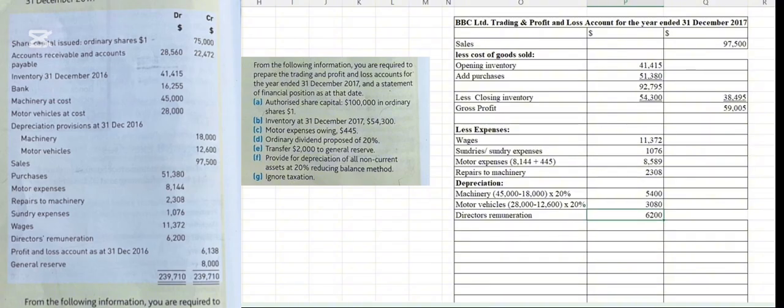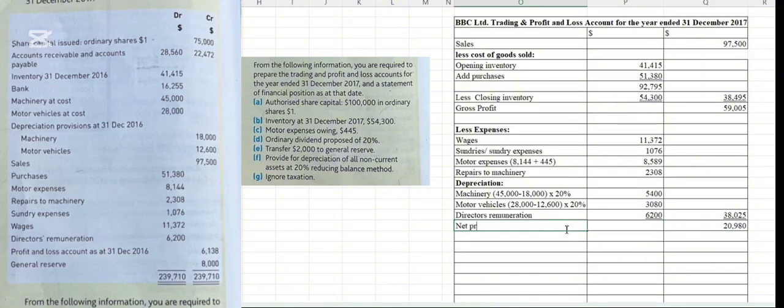So we're going to add up all these expenses right here, and the total should amount to $38,025. What do we do with this figure? As it implies, we're lessing it from our gross profit. So $59,005 minus $38,025 will give us a net profit of $20,980. So this is our net profit.